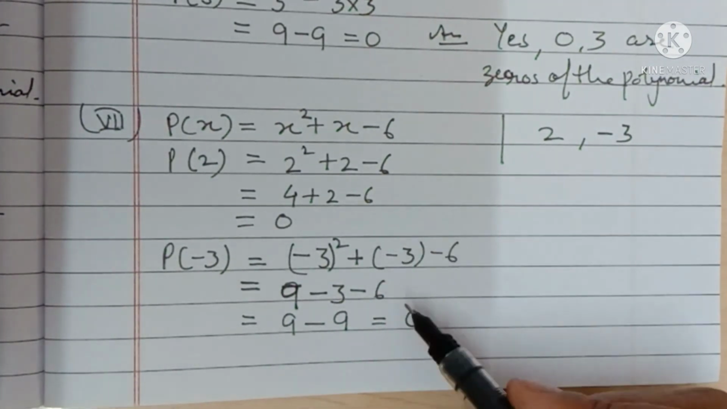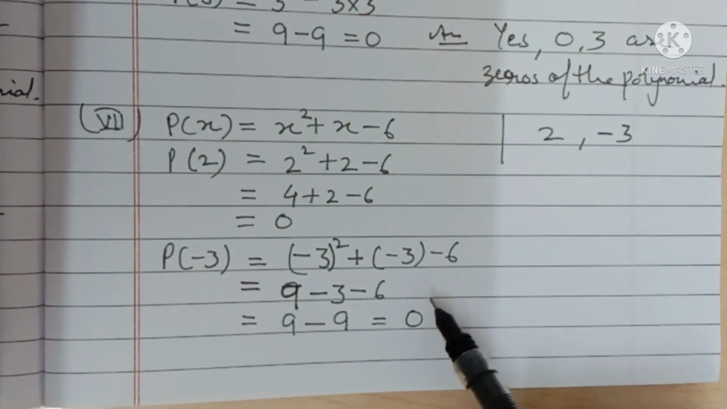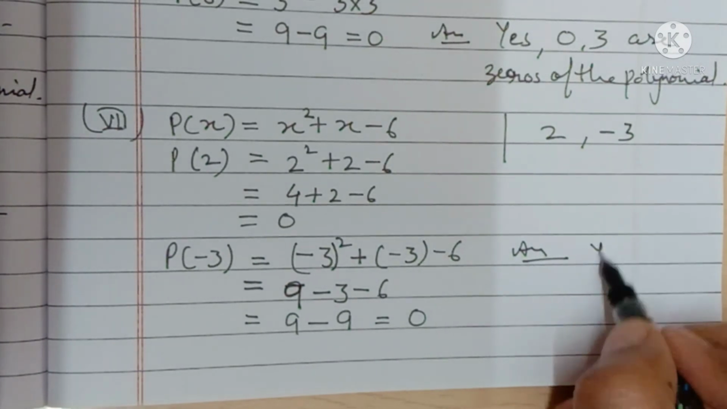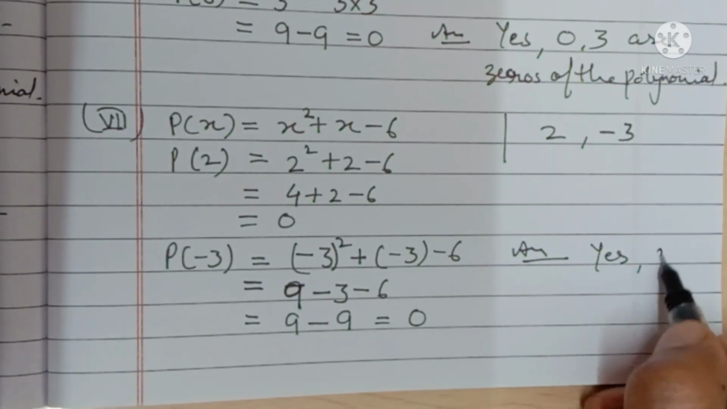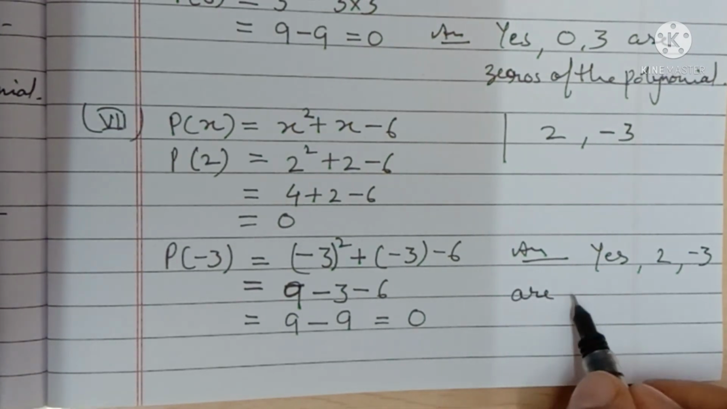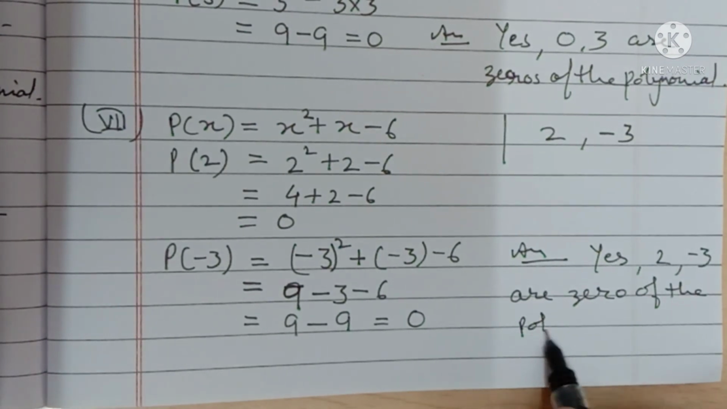In both the cases we get the value of the polynomial 0. So 2 and minus 3 are both zeros of the polynomial. Yes, 2 and minus 3 are zeros of the polynomial.